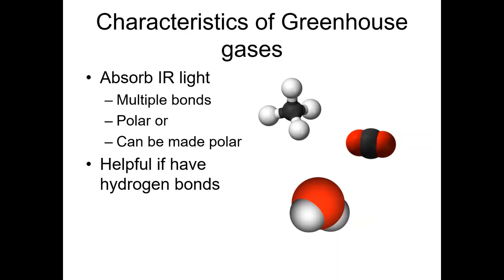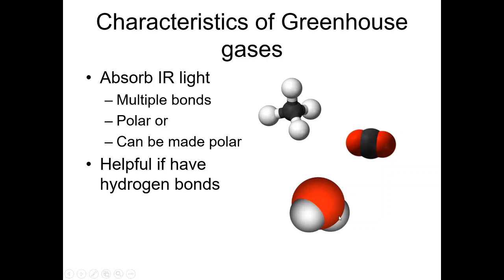Okay, so we looked at water, carbon dioxide, and methane. Those were our greenhouse gases. Your book calls these GHGs, and they all absorb infrared light. So what kind of characteristics do they have? They each have more than one bond. And so we can see methane here has 4 bonds, carbon dioxide has 2, and water has 2. And so that's going to play an important role.